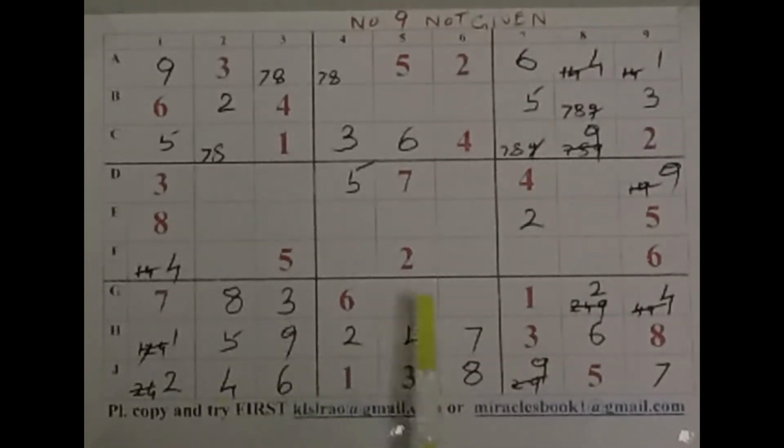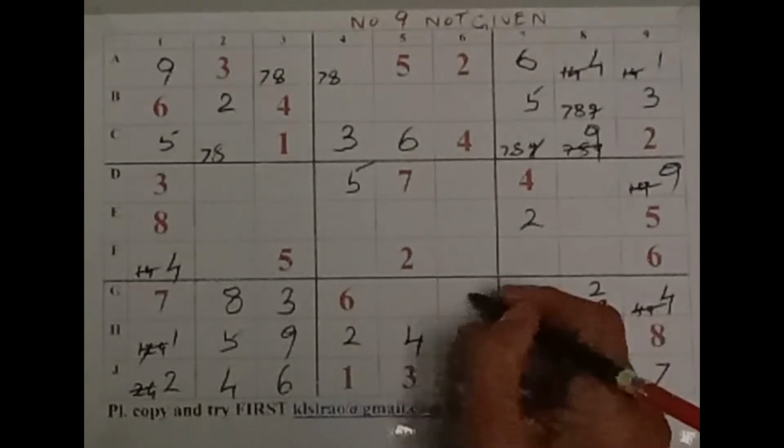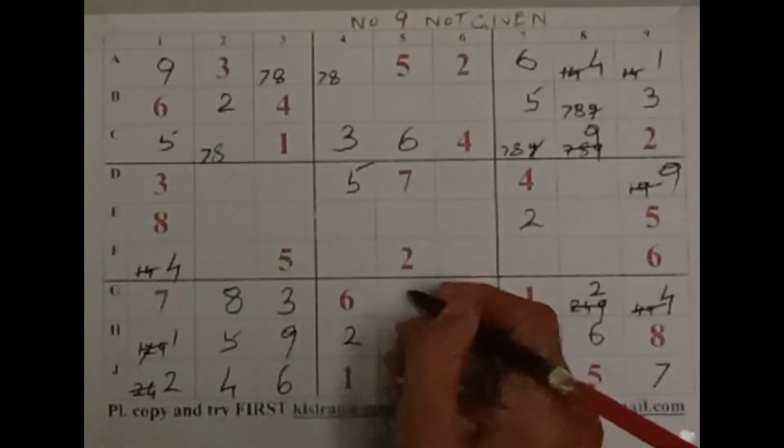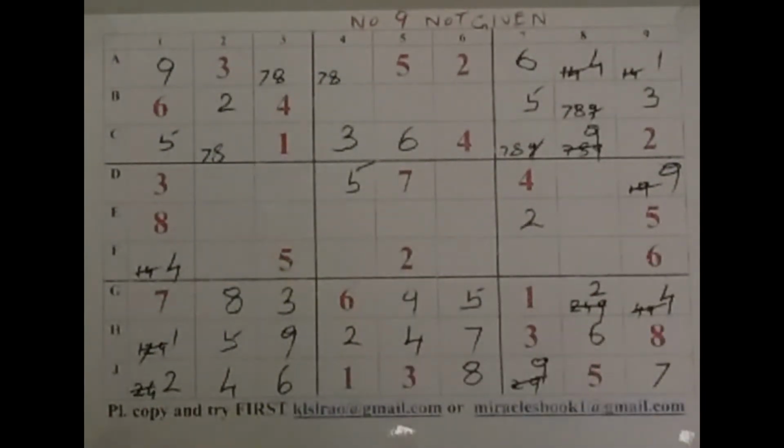That's very nice. What about these 2 cells now in row G? We have 1, 2, 3, 4. We require 5 and 9. We have the 5 above, so let us fix number 5 here. And 9 here. Okay, I'm enjoying.